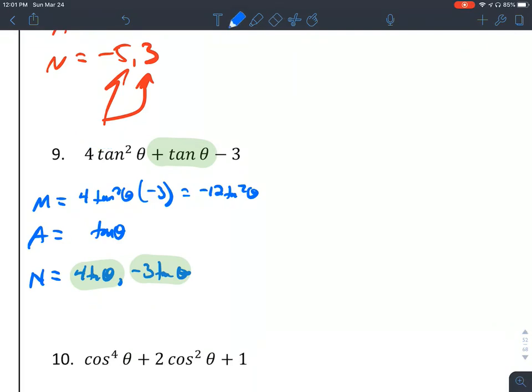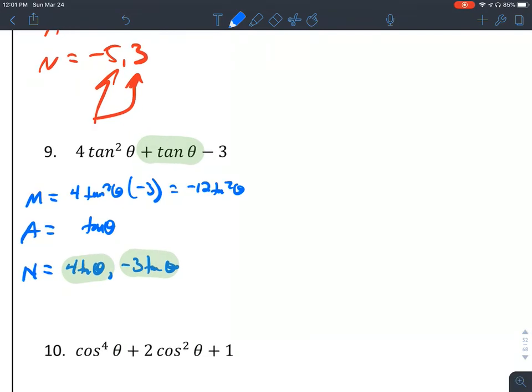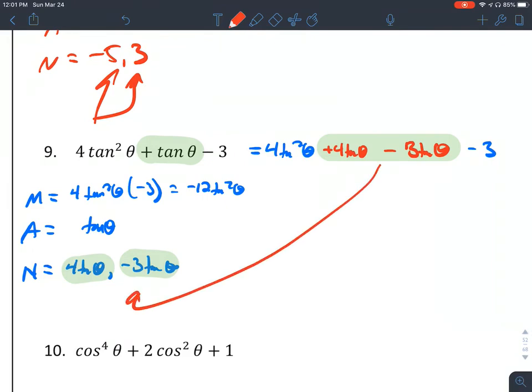Now, the hardest part is finding those numbers or terms in this case. The rest of it's not that bad. So we are going to split the middle term. The first term doesn't change, 4 tangent squared of theta. The last term doesn't change, minus 3. But this middle term that was plus tangent of theta gets split apart. It's going to get split into a plus 4 tangent of theta and a minus 3 tangent of theta. Notice if you add those, you still get this middle term. We got those from this down here.